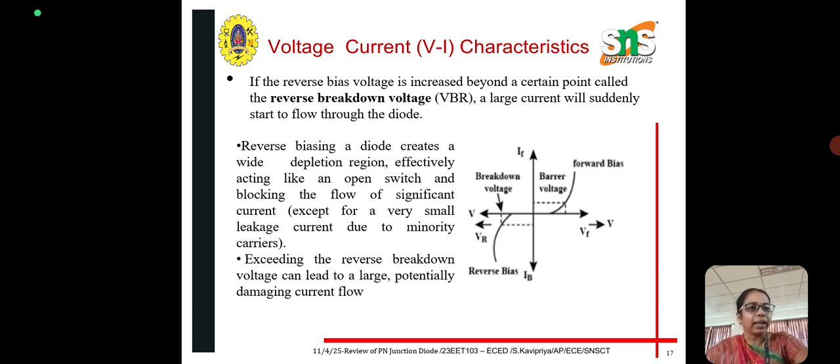But practically, there will be a small flow of current in the reverse bias condition. We call it the reverse saturation current. The reverse saturation current is due to the minority charge carriers.